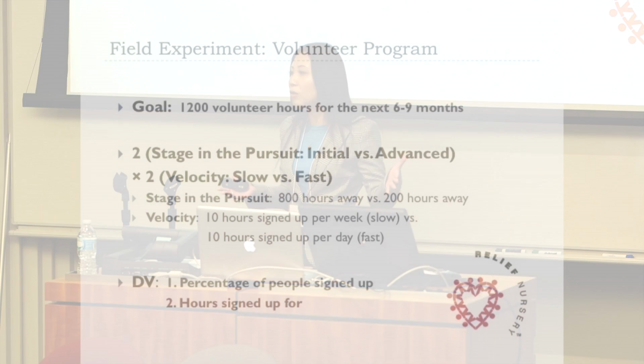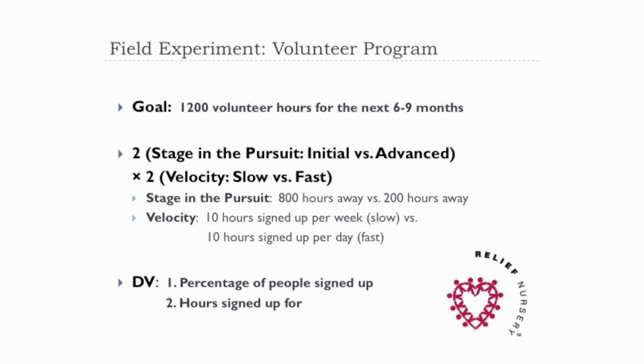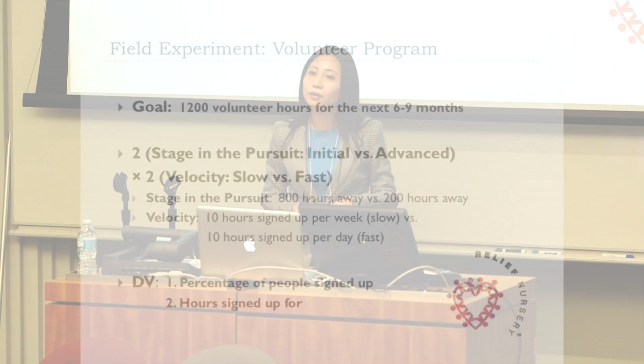That's our goal. We changed the information in the campaign letter, first of all changing whether we are in the early stage of this goal or we are in the advanced stage where they have a lot of hours. We also changed whether we are the rabbit or we are the turtle. Specifically, this is what we tell them. We tell them either that we're 800 hours away from reaching our campaign goal, basically telling you that we're in a very, very early stage, or we're 200 hours away, so we're in the advanced stage.